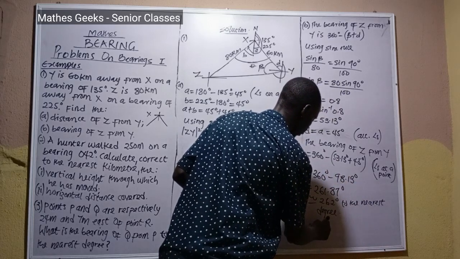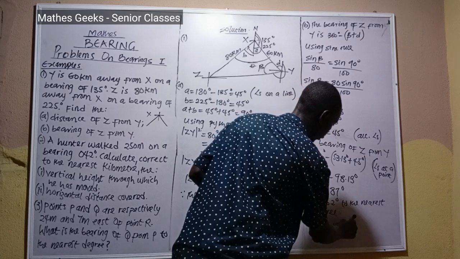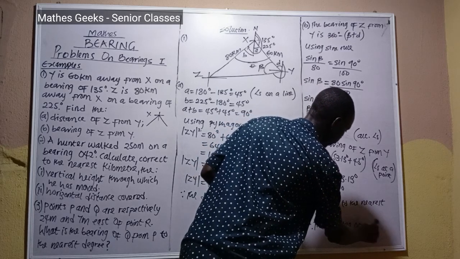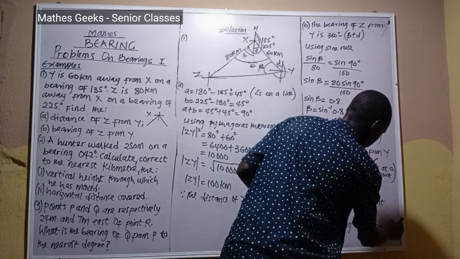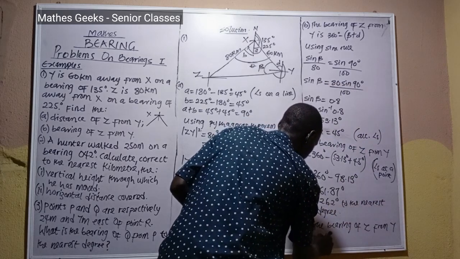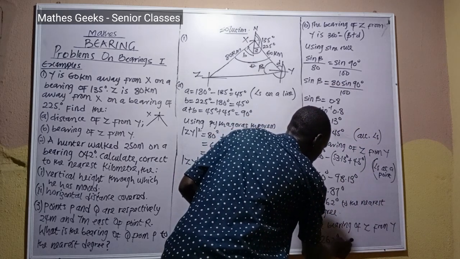So therefore, the bearing of z from y is 262 degrees.